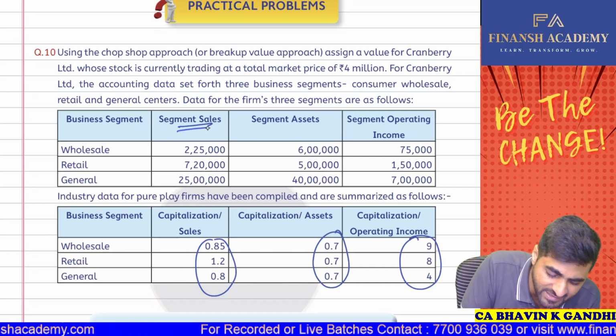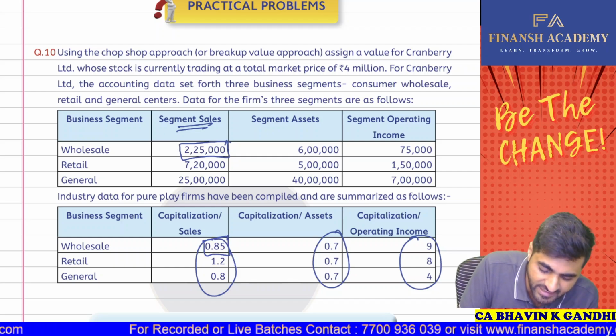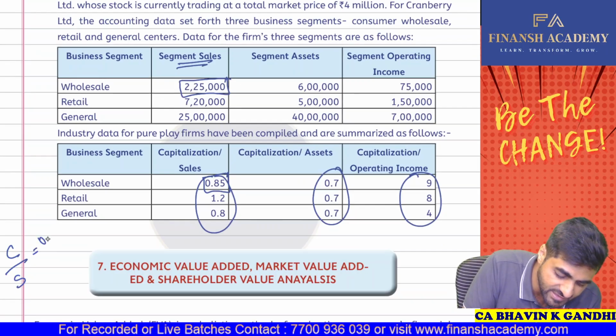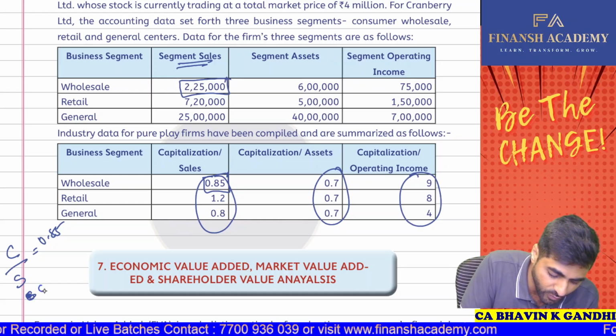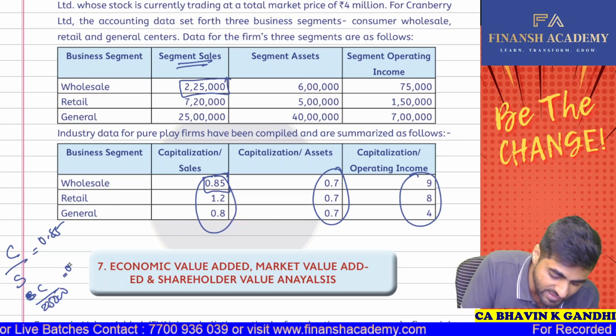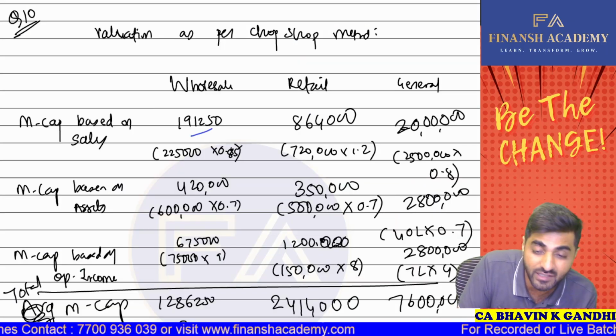Suppose your segment sales for wholesale is 2,25,000 and capitalization to sales is 0.85. So what will you do? Capitalization to sales is 0.85 and I have the sales figure available, which is 2,25,000. So will this help me calculate what my market cap should be? Yes. That will be 191,250.